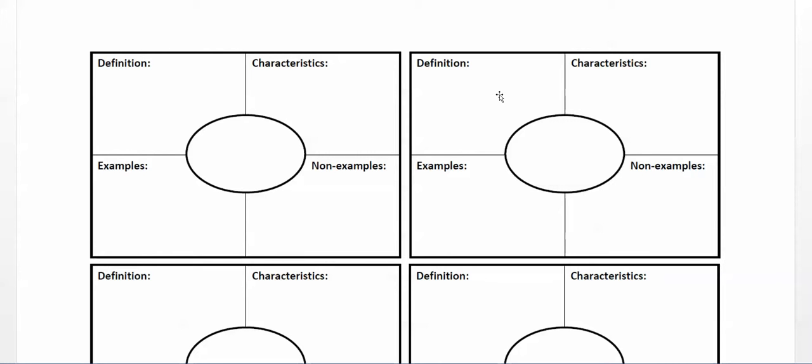So our first word is going to be ratio. So we put the word in the middle, in the oval section here. And then we're going to put a definition, some characteristics, examples, and non-examples. Okay, so let's start with the definition. All right, so where it says definition, we're going to write the definition for a ratio. Okay, a ratio compares 2 numbers, specifically by division.